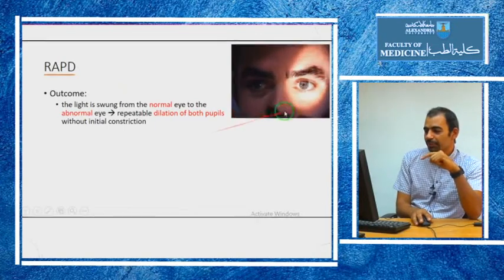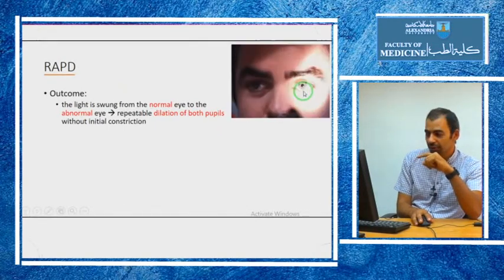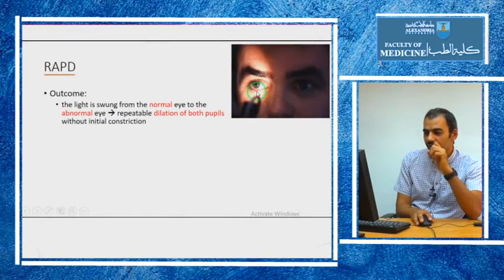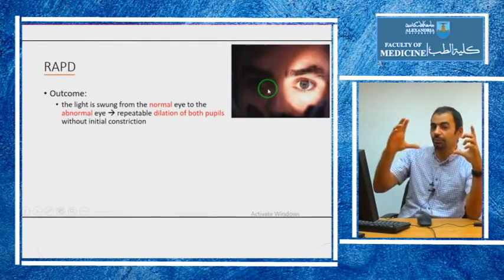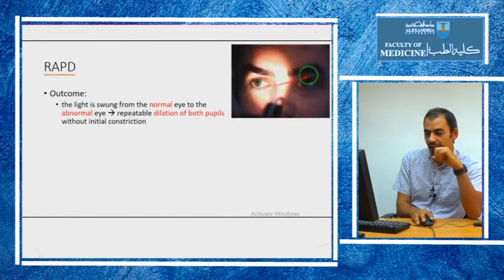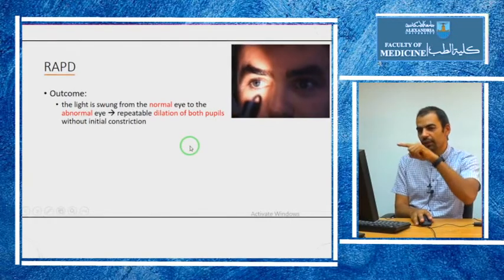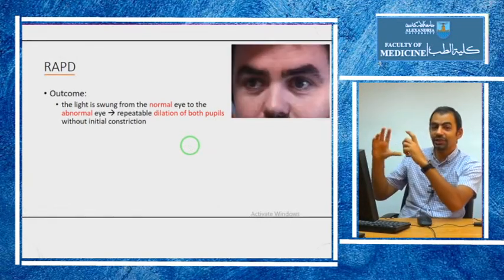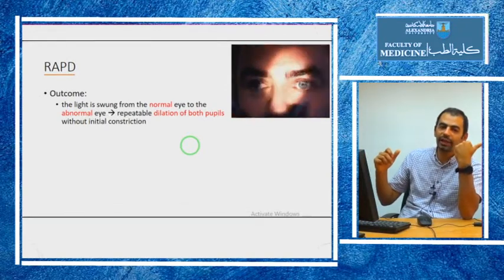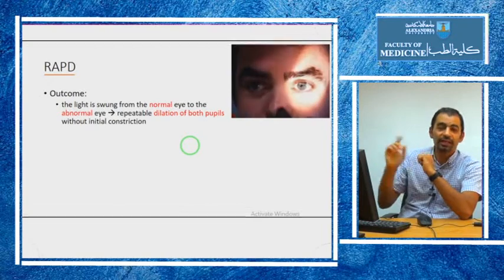So here, for example, when the light is shown to the left eye of this patient, it will constrict. When we move to the other eye, you'll find that there is an abnormal response. There is mydriasis going in the right eye when the light is moved there. And if we move back to the left eye, you will find that it was dilated when the light was shown on the affected eye, and it will go again into constriction when the light falls on it.